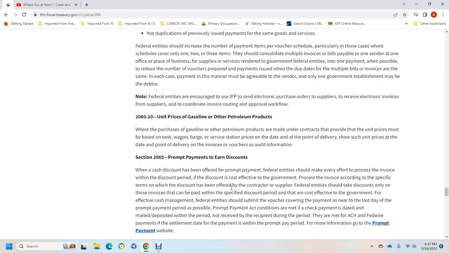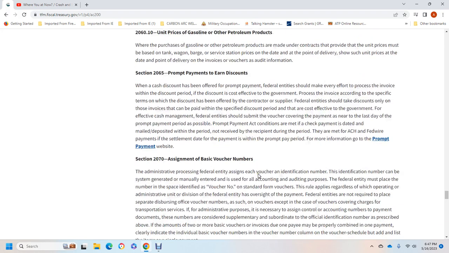Conditions are met with the check payment on the day of the mail deposited within the period of the not received the recipient over the period. ACH and Fed wire payment settlement on the day of the period stamp, payment settlement day of the payment within the prompt payment period day. For information, see the prompt payment website.